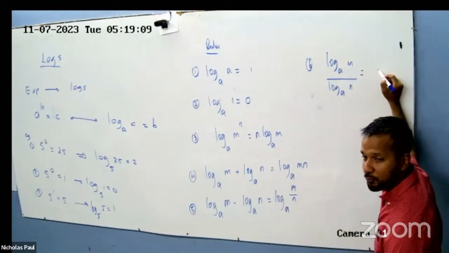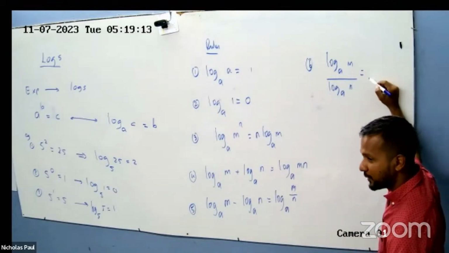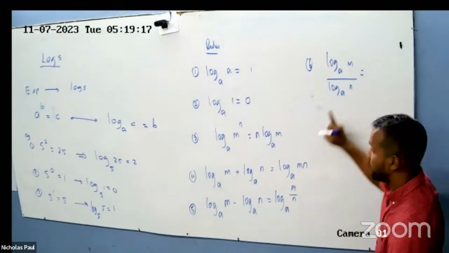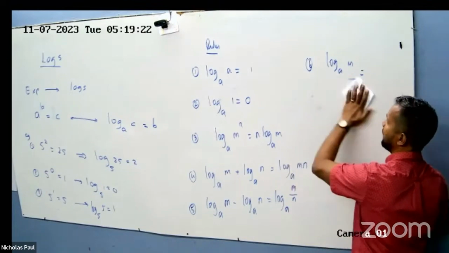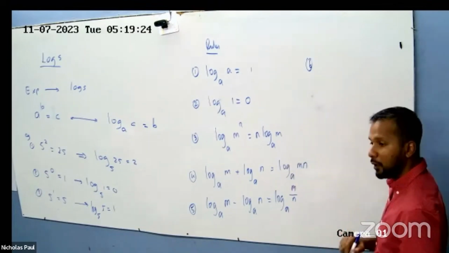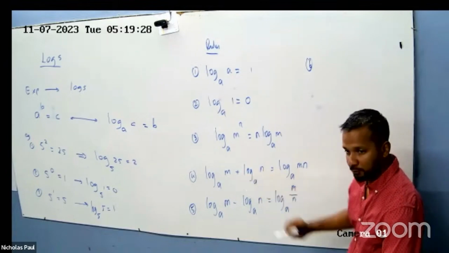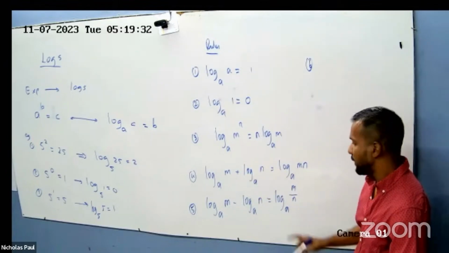No, that's not a rule. This is not a rule. There is no rule for this. Minus is when it's like this. So this is not a rule, so don't apply a rule here. Only if you have multiplication, it can be broken up to give you addition. Not log of something divided by log of something. That's not the rule.